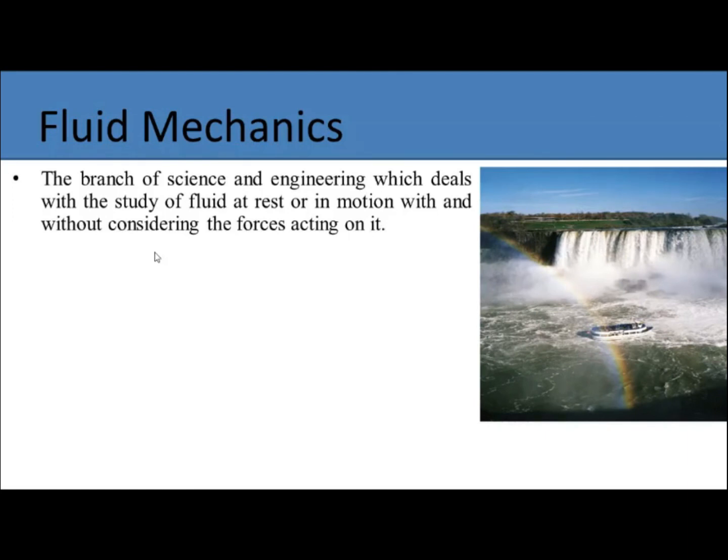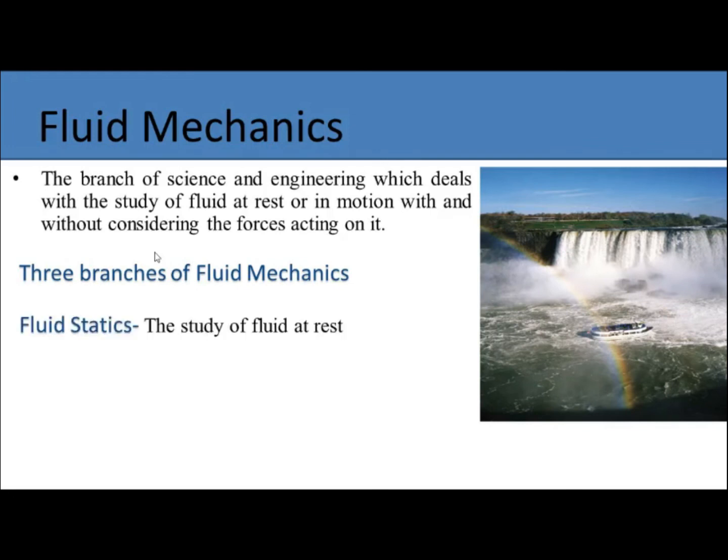Okay, so the generalized definition: fluid mechanics is the branch of science and engineering which deals with the study of fluid at rest or in motion, with and without considering the force acting on it. Based on this definition, there are three branches of fluid mechanics.